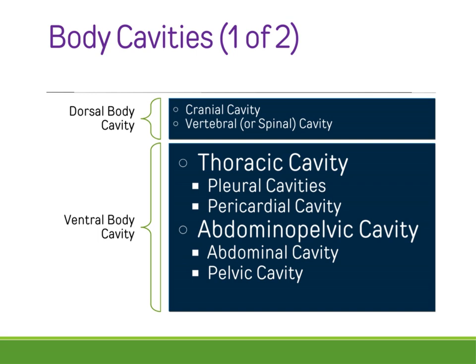The dorsal body cavity is in the back of the body and contains the cranial cavity and the vertebral cavity, sometimes called the spinal cavity. In the cranial cavity, you find the brain. In the vertebral cavity, you find the spinal cord.